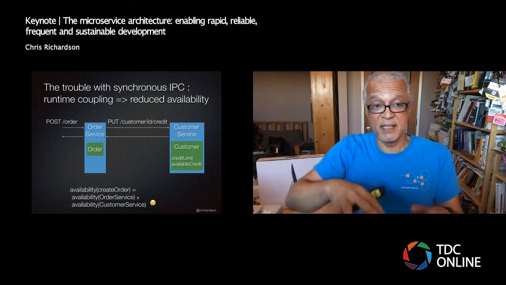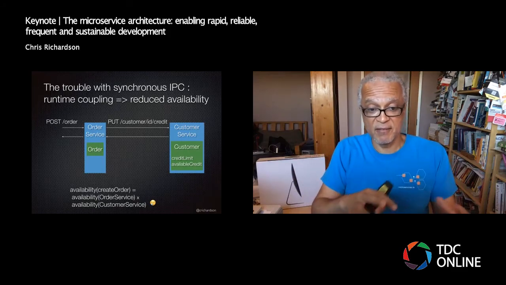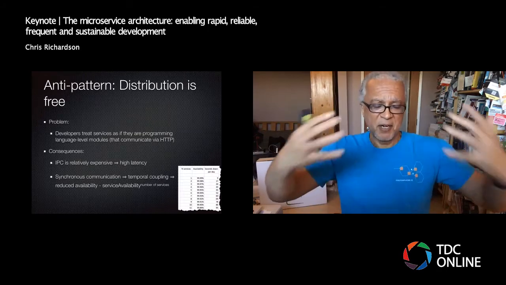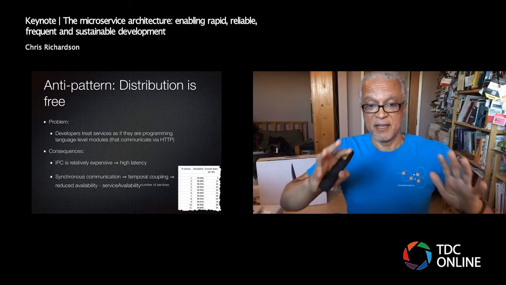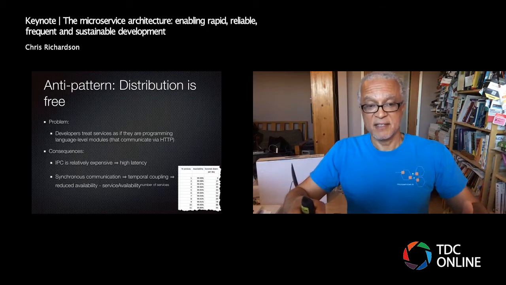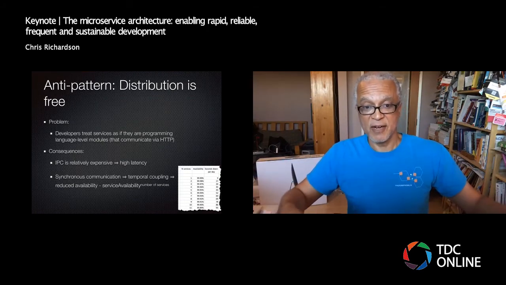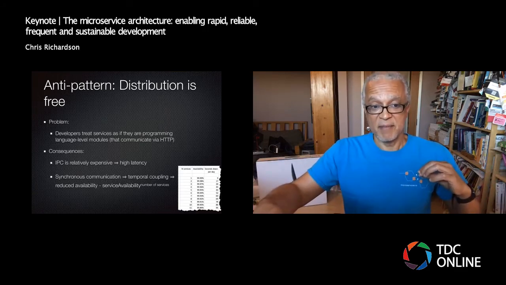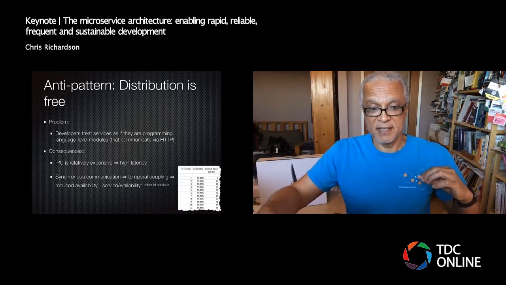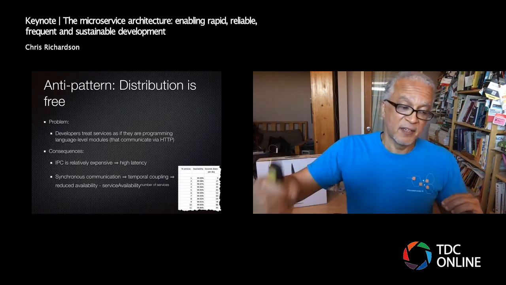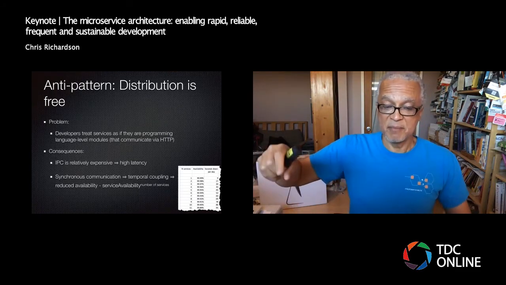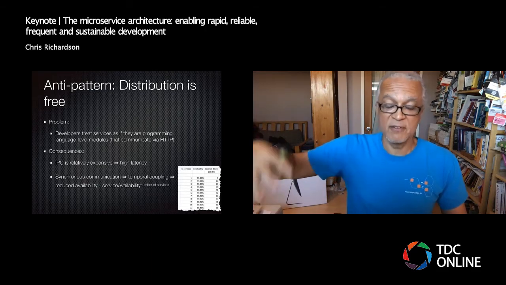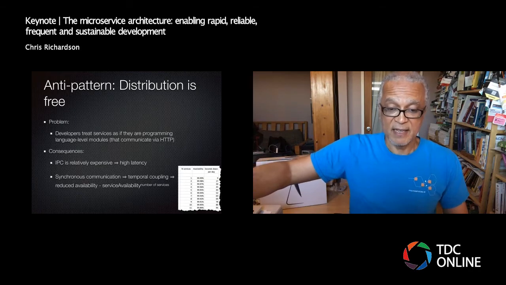So the availability of that operation is the product of the availabilities of the two services. This is a consequence of this anti-pattern where you just think that distributed communication is free. But it's not. It results in high latency, and the availability of an operation is basically the product of the services that are synchronously invoked when handling that request.